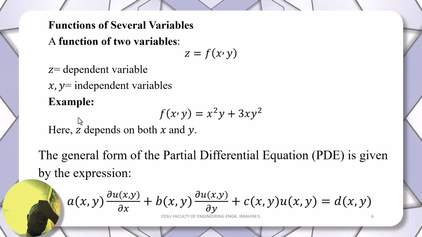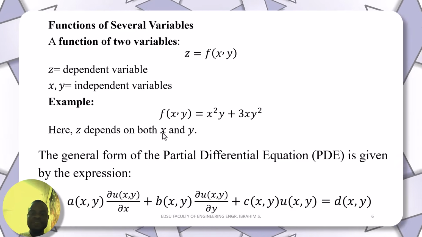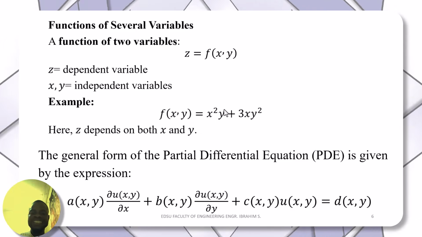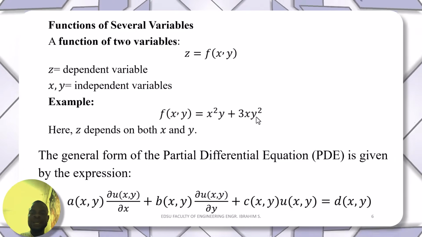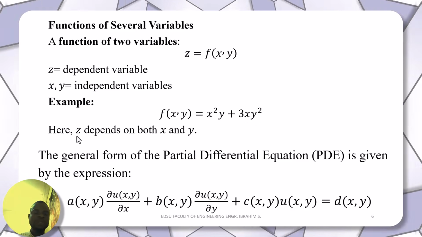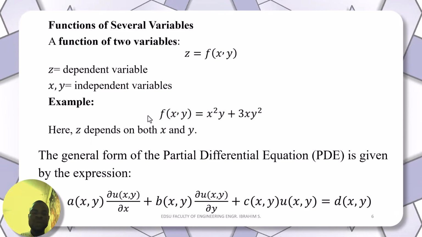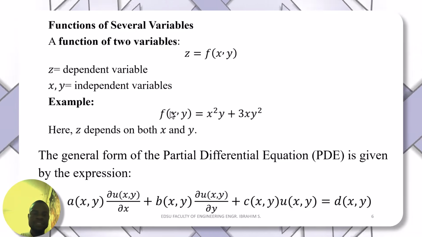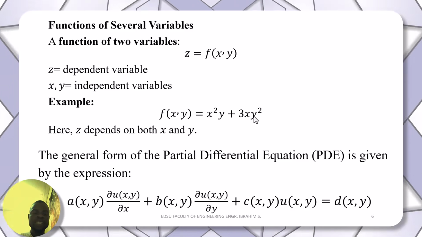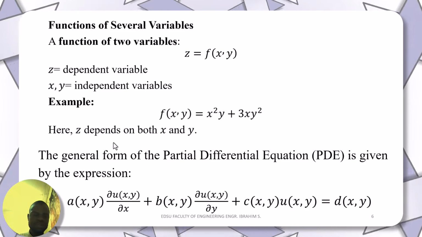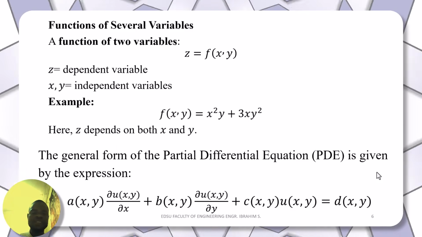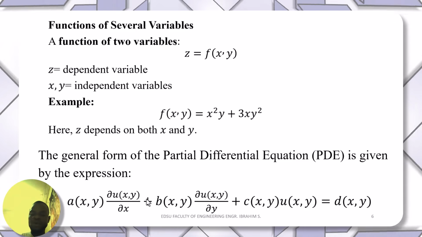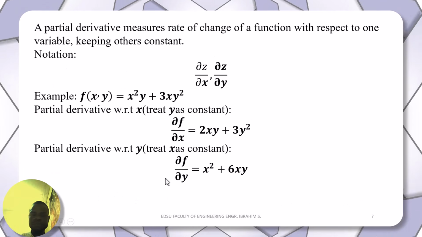That's what it's saying. So we have one example here. We have f is a function of x comma y equals x squared y plus 3xy squared. So here z depends on both x and y. Don't forget, this complete function here is z, not just f is z, right? So it depends on x and y. Now also, in general form of partial differential equation, PDE is given by this expression. This is the general form of a partial differential equation.